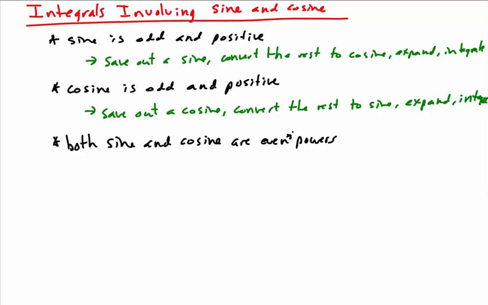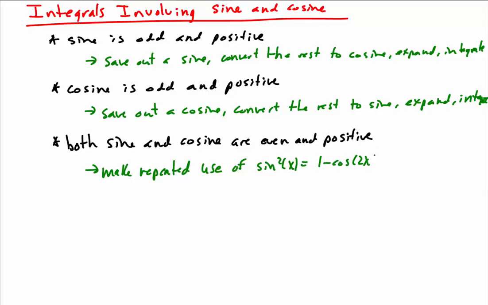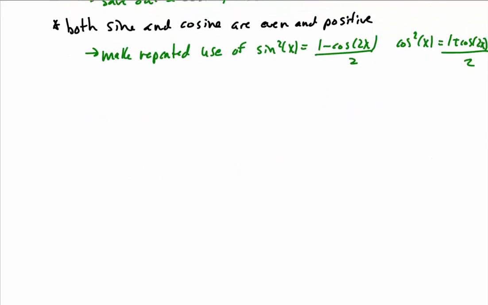And the ones that we looked at were even and positive. Now we did have that one with a negative cosine, but it ended up following a different rule. So here we'd make repeated use, maybe you have to use them more than once, of our half angle identities. Those half angle identities were sine squared equals 1 minus cosine of 2x over 2, and cosine squared is equal to 1 plus the cosine of 2x over 2. So those were if we have sines and cosines.